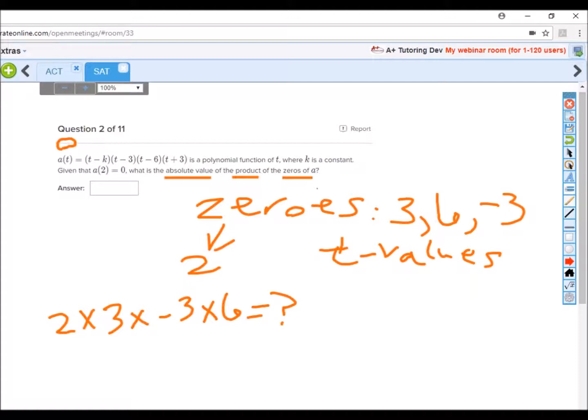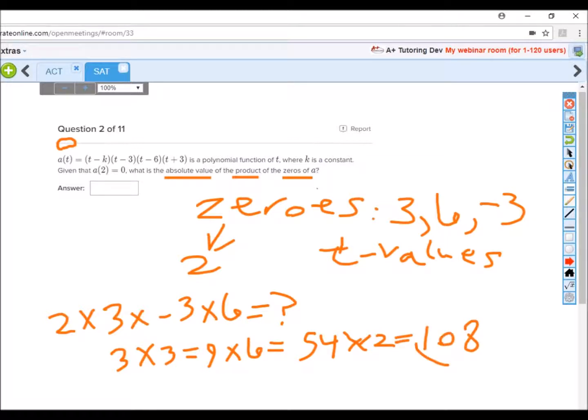So the easiest way to do this without even using a calculator is to multiply like terms first. 3 times 3 is equal to 9. 9 times 6 is equal to 54. And then 54 times 2 is equal to 108. And that is the answer: the absolute value of the product of the zeros of A.